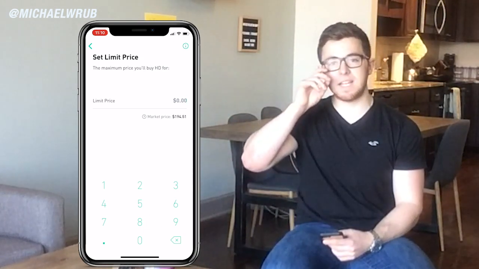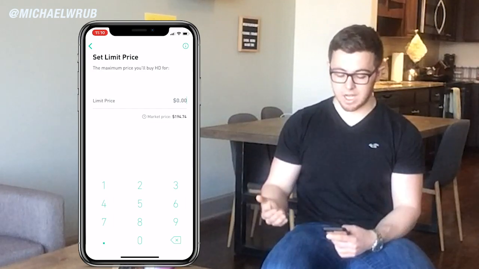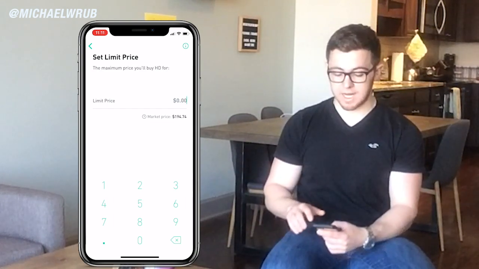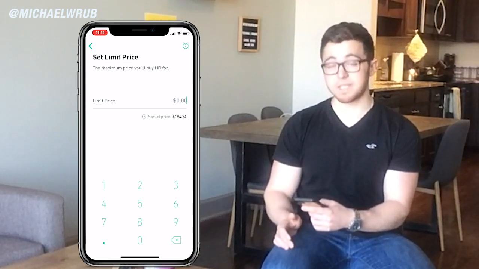But the downside is if you place this, you may never get the stock, because if you place, let's say, for $194, and the price right now, as you can see right there, is $194.74.